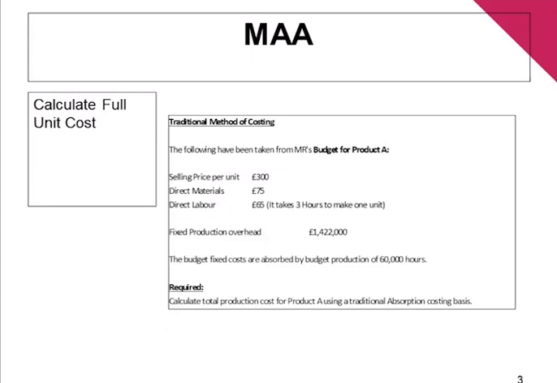So moving down, the first thing we're asked to do is calculate a full unit cost. You've got a budget for product A, and you can see the selling price, the direct materials and the direct labour, with a note that it takes 3 hours to make 1 unit. Now our fixed production overhead here is 1,422,000, and our budgeted fixed costs are absorbed by budget production of 60,000 hours.